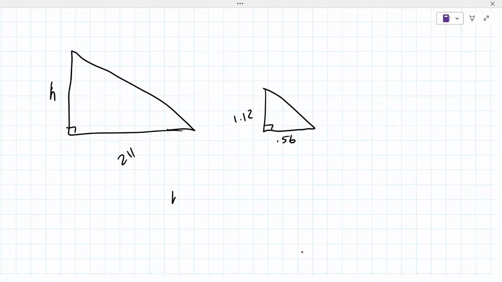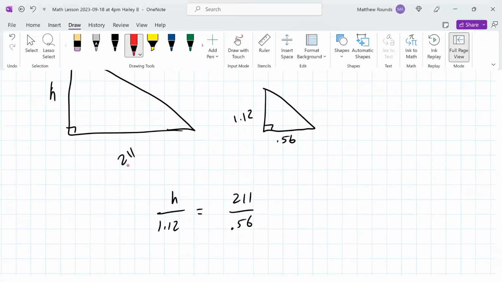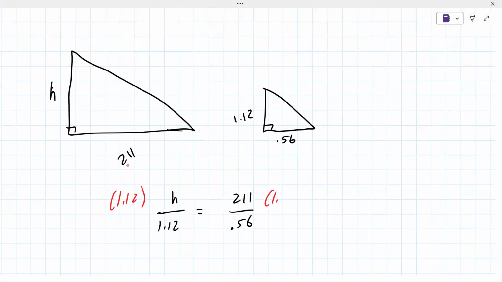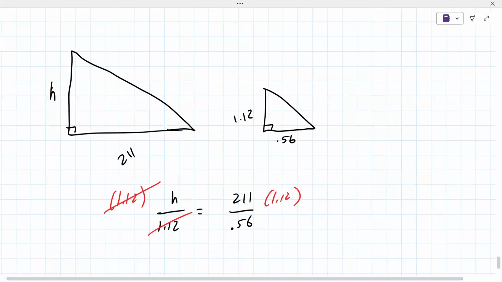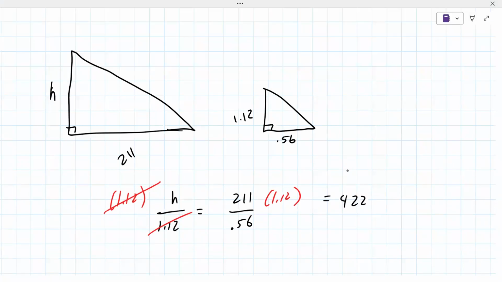So it's h over 1.12 equals 211 over 0.56. So to solve this, you multiply both sides by 1.12. And so h is just this over here on the right, which, like I said, is considerably easier. 211 times 1.12 divided by 0.56 ends up being 422 meters. That actually sounds about right. That's over 1,000 feet, 1,200 feet ish for the height of the Sears Tower.